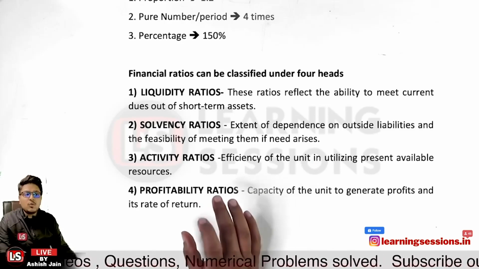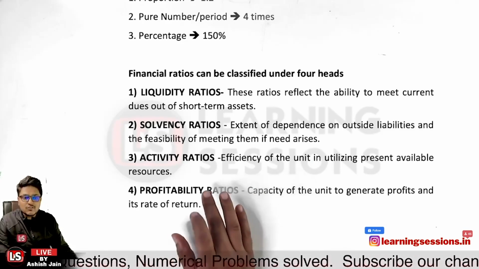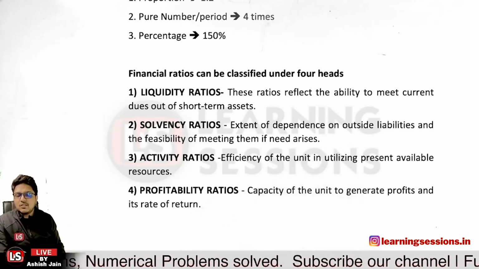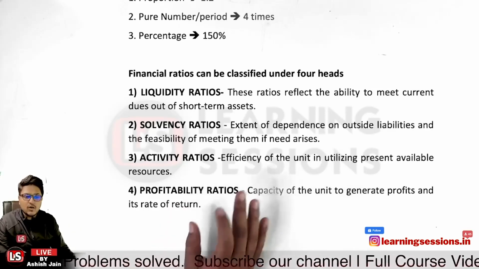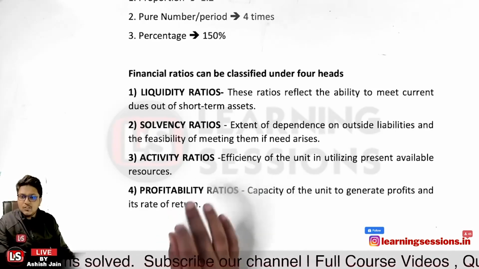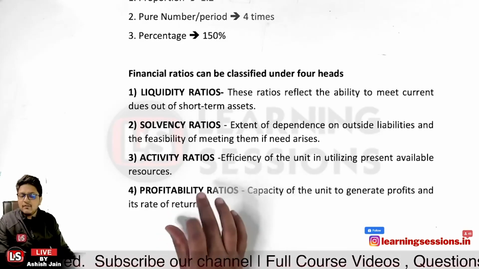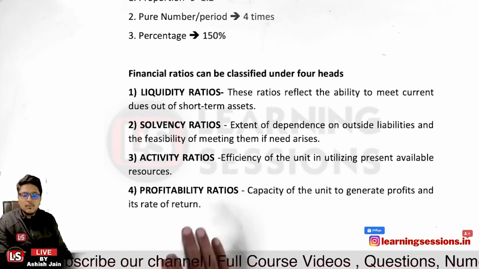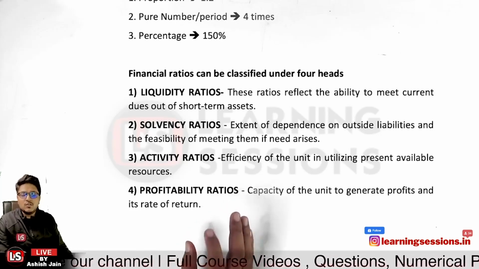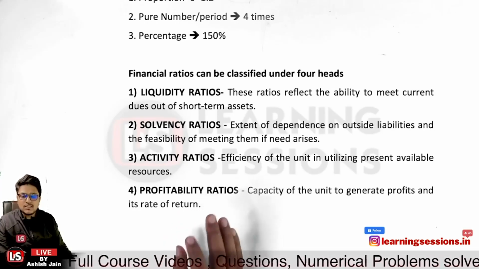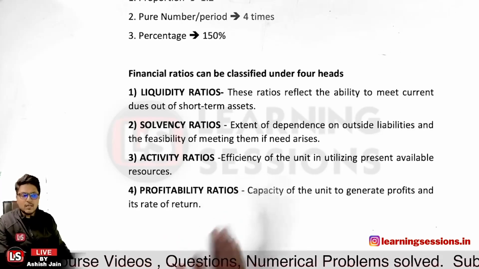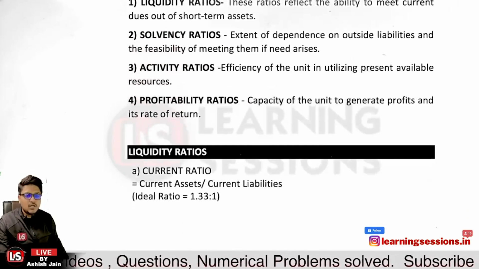And the third one is the activity ratio. Now what is activity actually? Are we using our resources, are we utilizing them in an optimum way or not? Are we efficiently using them or not? These are related with those. And the profitability ratio is related to the capacity of the unit to generate profits and the rate of return on it. So these are the 4 ratios that we'll be learning.